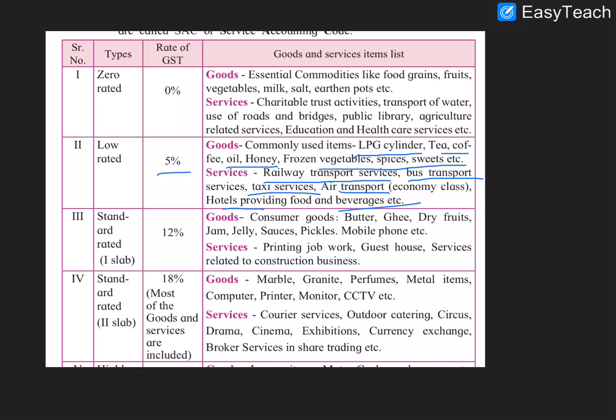So you should know the difference between services and goods. Goods are the items that we buy. Services are transport, education, health, agriculture, library, roads, railway, bus, everything comes under services. For both services and goods we need to pay taxes.